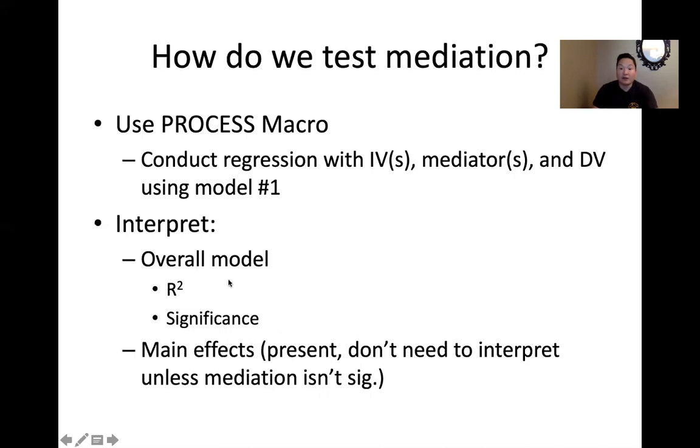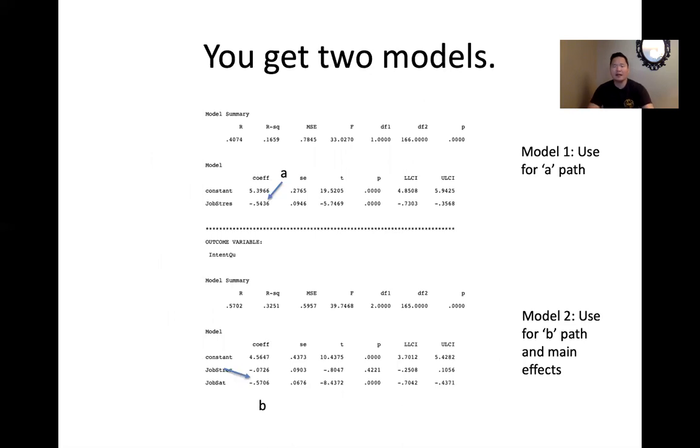We look at the overall model, the R squared, and the significance. We can glance at the main effects. We don't really need to interpret them unless the mediation's not there. And then we look at the indirect effect. You'll notice that this is a lot of output, and we'll walk through this live again too.